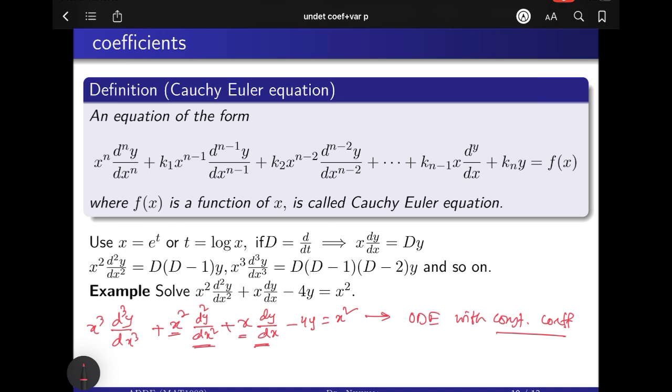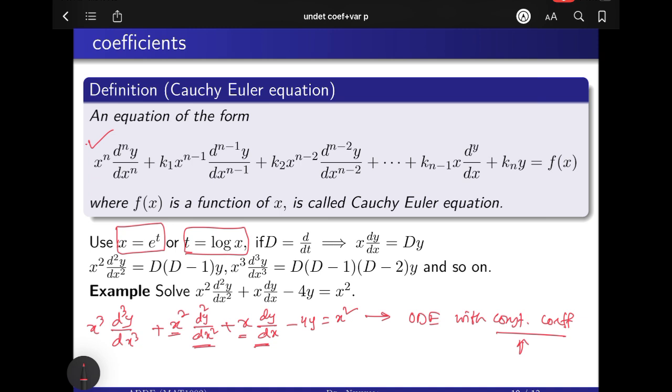What is the benefit of having constant coefficients? That means we already have the methods by which we can easily solve this equation. So we'll see the method. If we have this type of equation, immediately we will substitute x equals e^t. Observe carefully that we are substituting the independent variable. In place of x, we are considering e^t, so that if you take logarithm both sides, t equals log x.